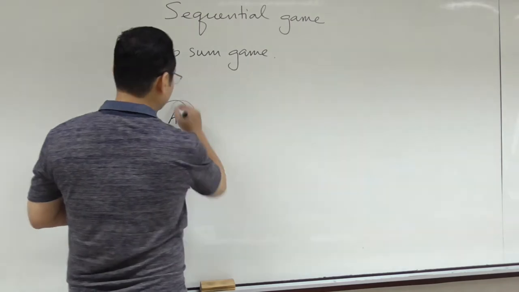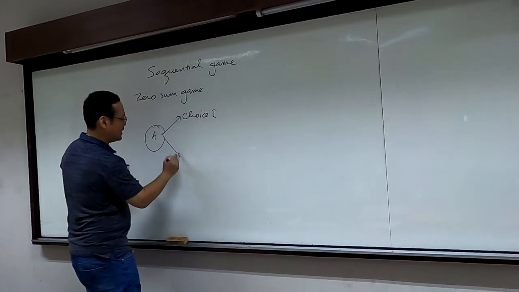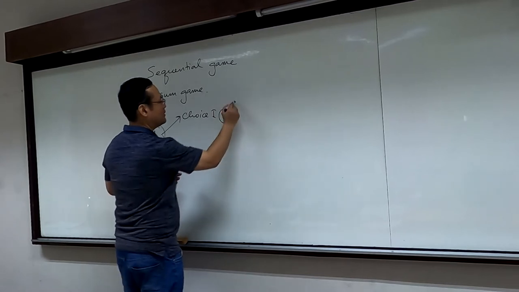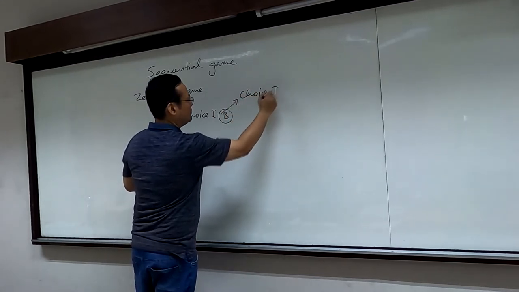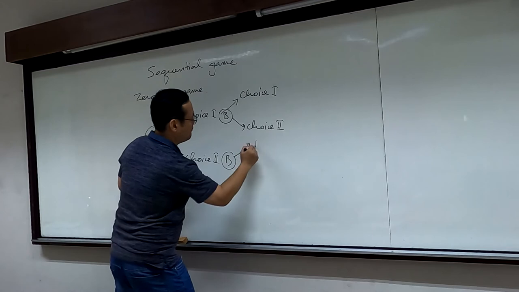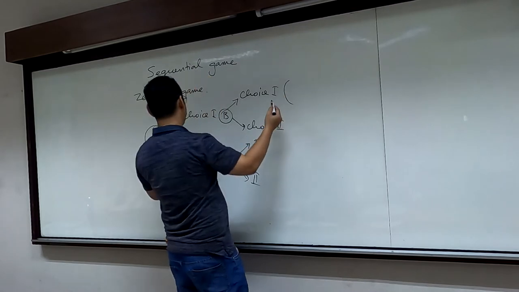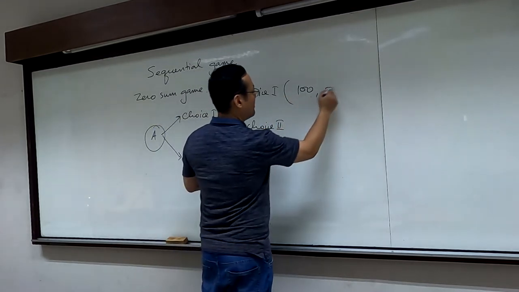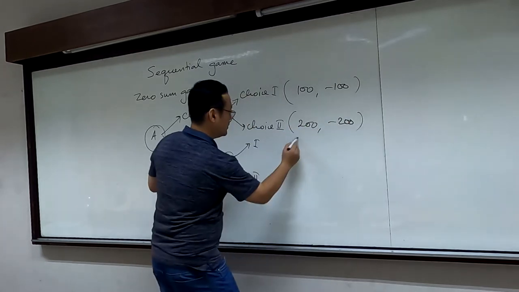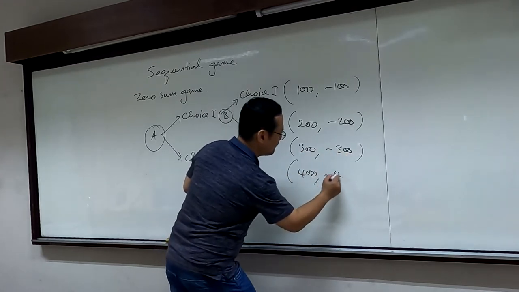Here, for example, A, we do something, so choice one, and we have choice number two over here, and B can think of choice one and choice two over here, and the payoffs, if it is the zero sum game, then probably 100 and minus 100, 200 and minus 200, 300 and minus 300, 400 and minus 400.